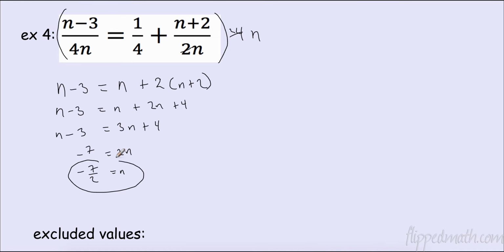Okay, so let's just make sure that that is good. All that it works out for us. Our excluded values, let's see. Nothing here, and the only one that n couldn't be would be 0. And n is definitely not 0, so that one checks out just fine.